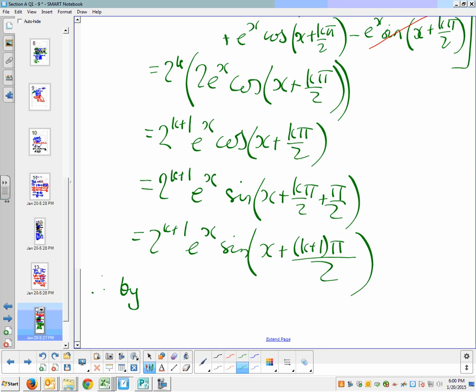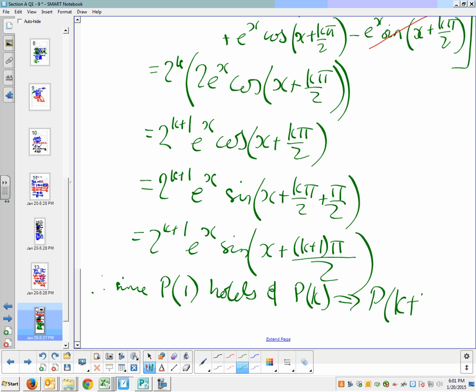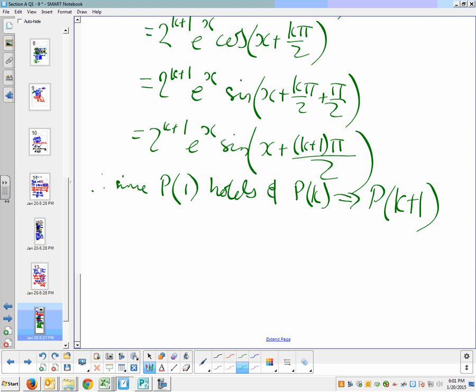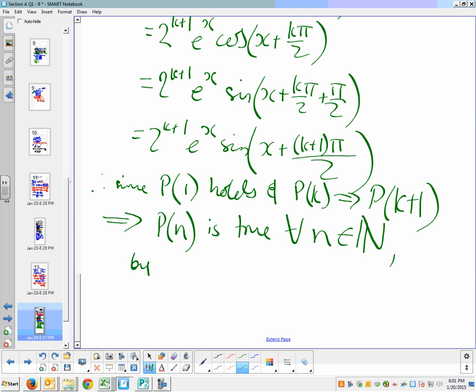Therefore, since P1 holds and P of k implies P of k plus 1, that implies that P of n is true for all n in the natural numbers by a process of mathematical induction.